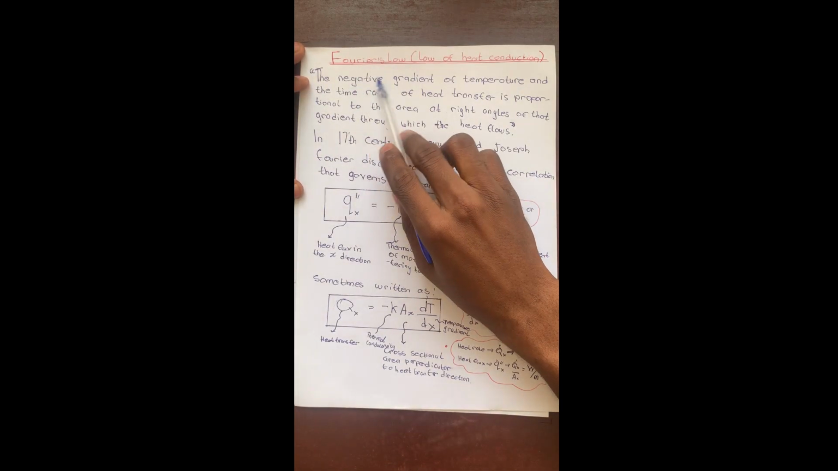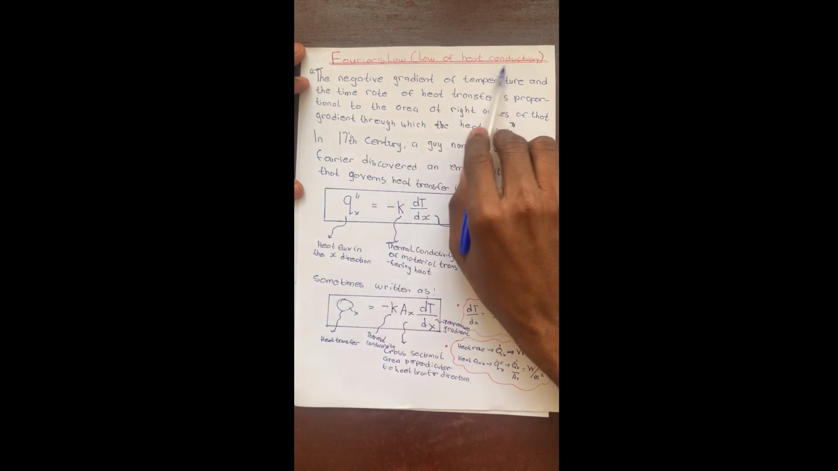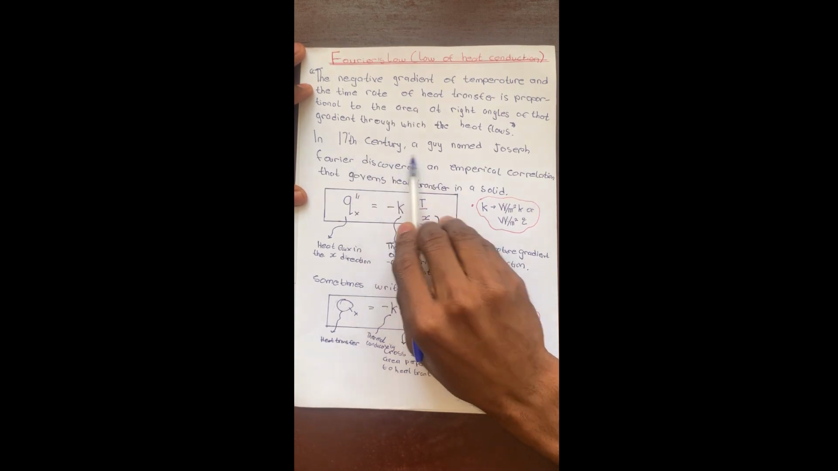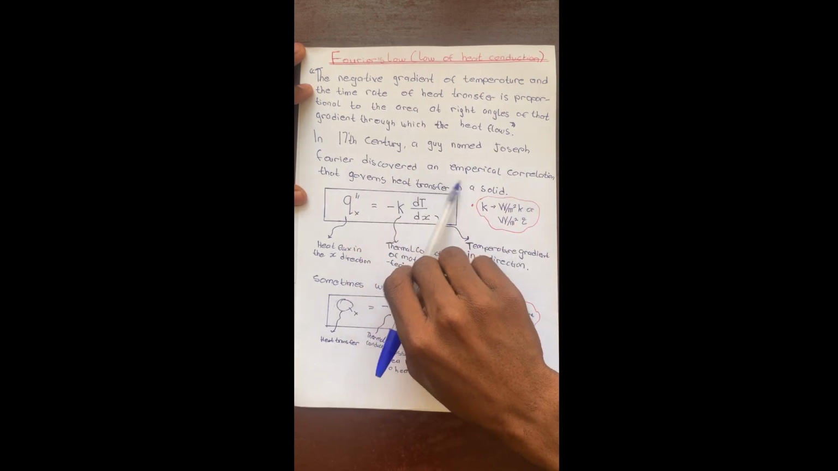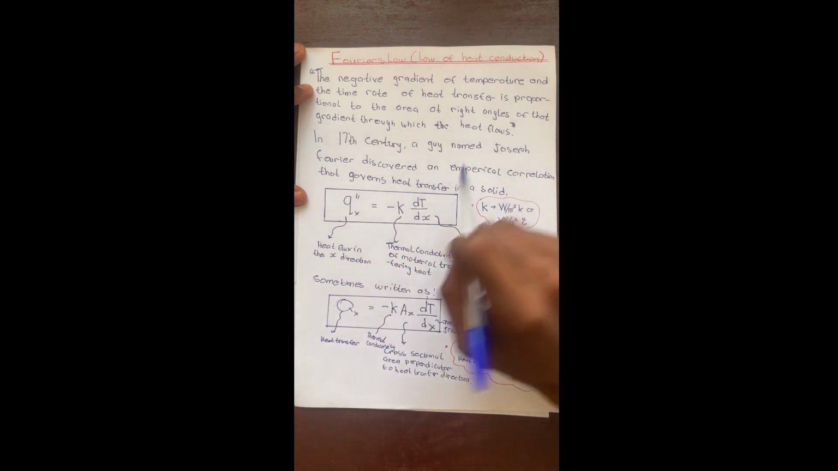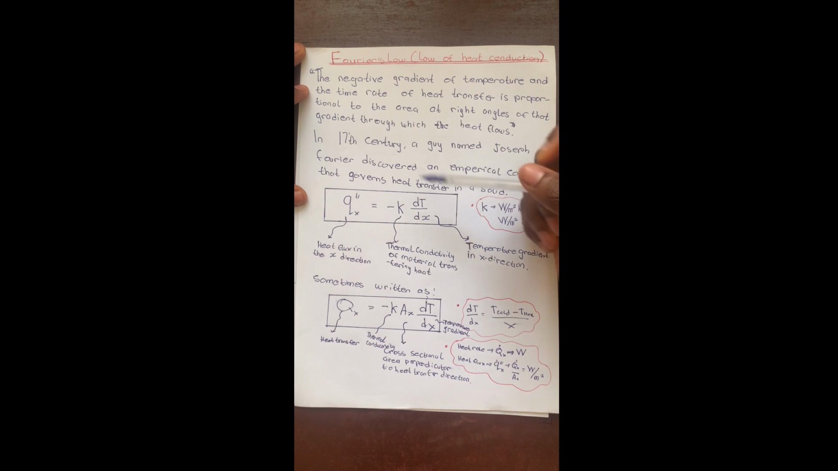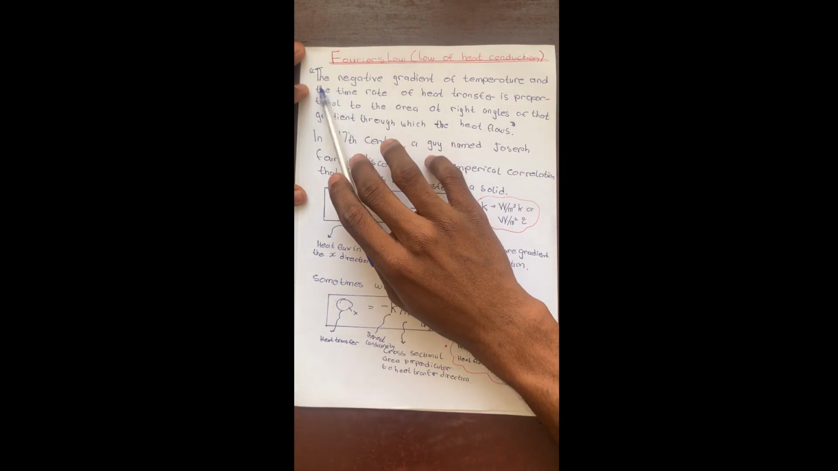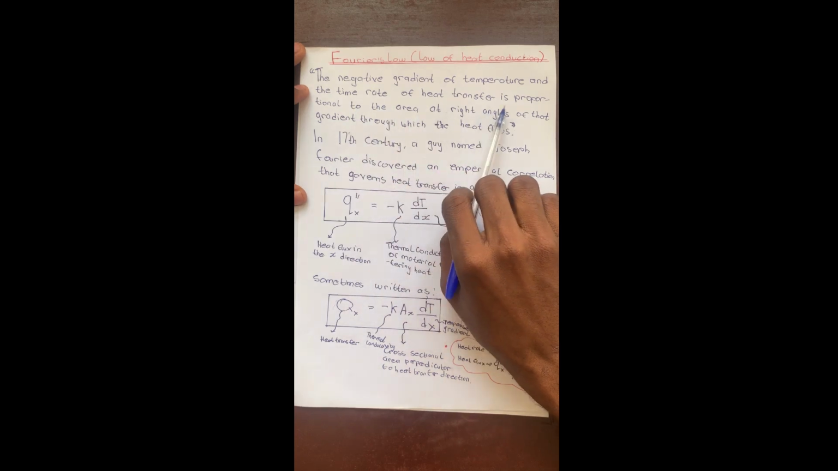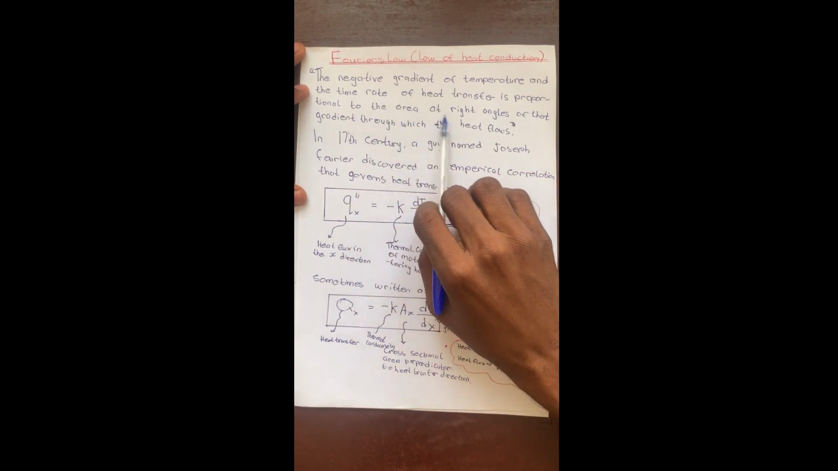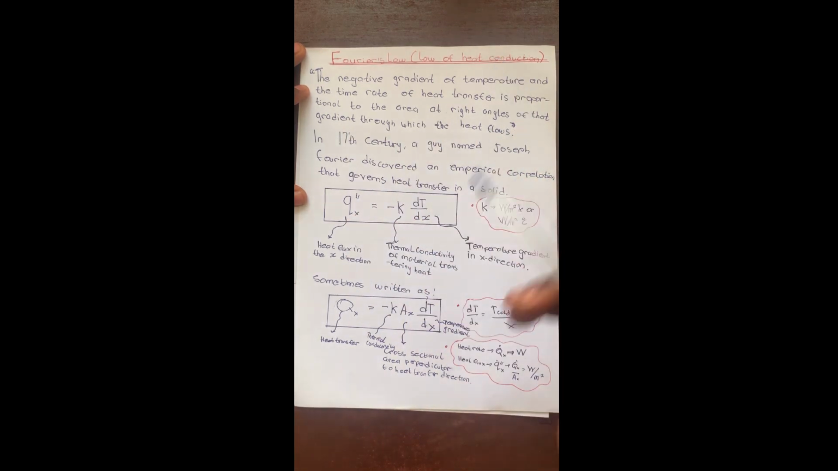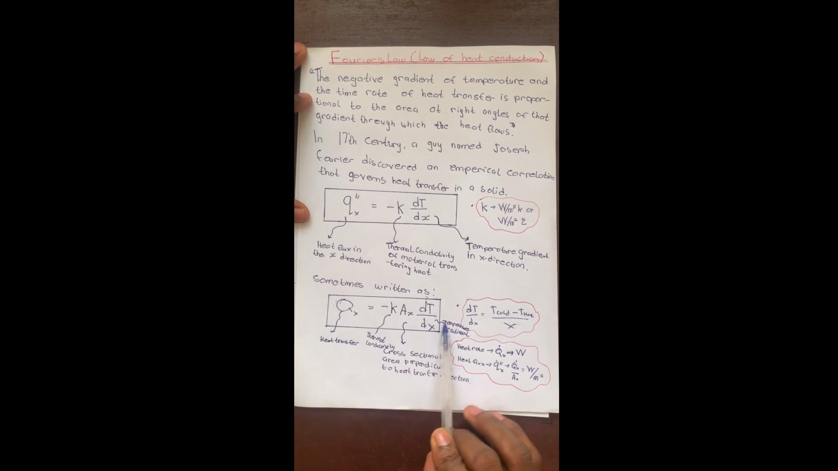So we'll come to the governing principle of heat conduction, which is Fourier's law. In the 17th century, a guy named Joseph Fourier discovered an empirical correlation that governs heat transfer in a solid. The law states that the time rate of heat transfer is proportional to the negative gradient of temperature and to the area at right angles to that gradient through which the heat flows. So this is the main formula for the law.